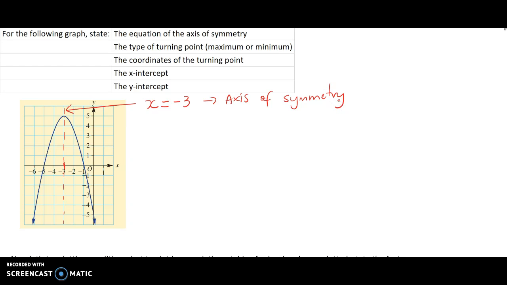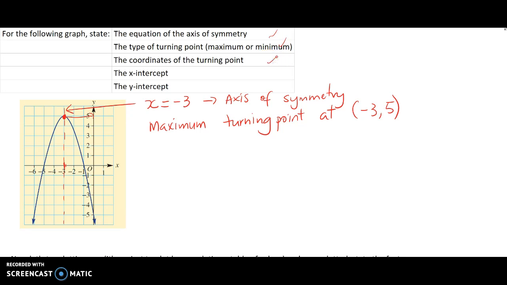Okay, the second one. What type of turning point is it? Is it a maximum or minimum? It's a negative graph, so therefore the turning point is right on top. So it has a maximum turning point at the point over there. Let's read the coordinates of that point. The x coordinate is -3, the y coordinate is 5, so therefore it has a coordinate of -3, 5. So we've done the first three.